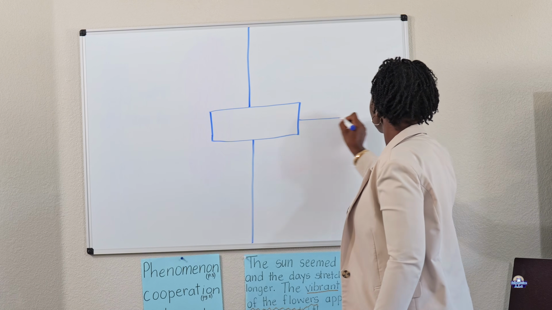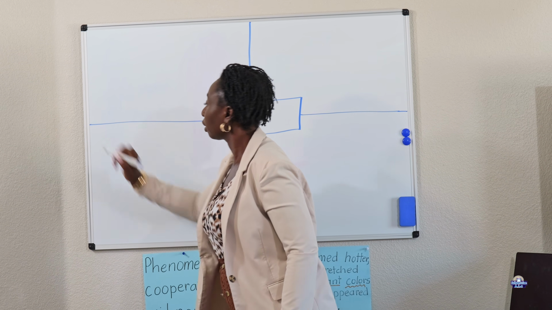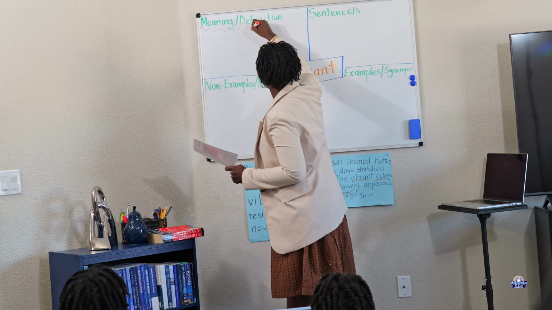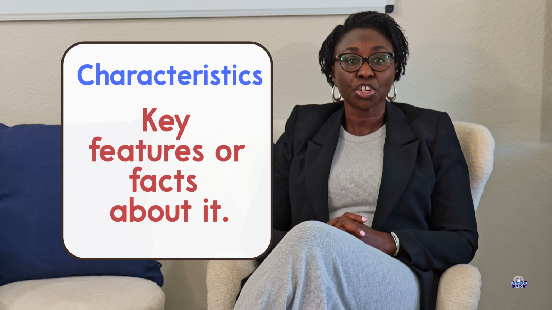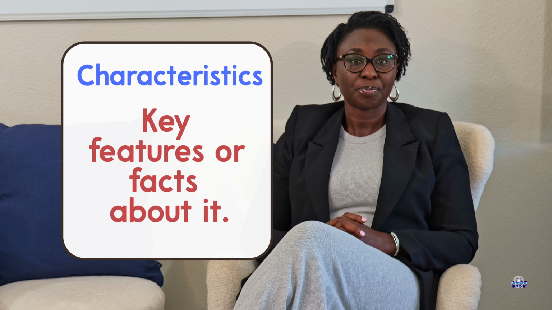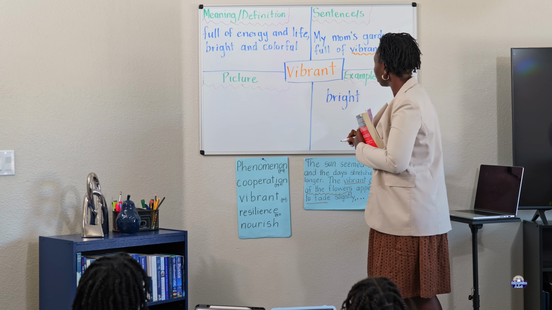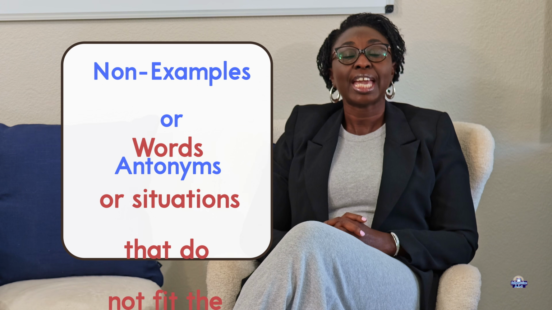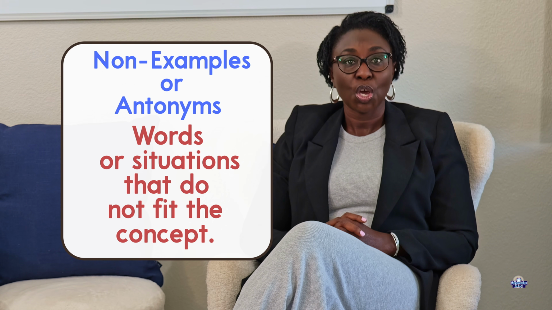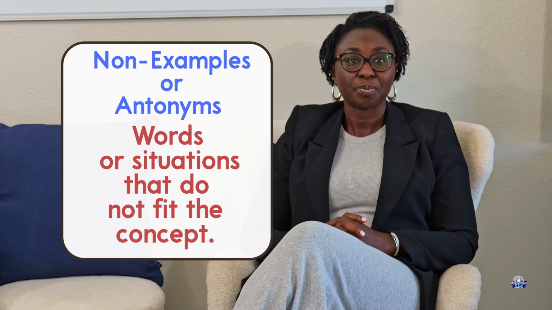It involves dividing a page or chart into 4 sections to explore definition or meanings, what the word or concept means, characteristics, key features or facts about it, examples or synonyms, words or situations that fit the concept, non-examples or antonyms, words or situations that do not fit the concept.